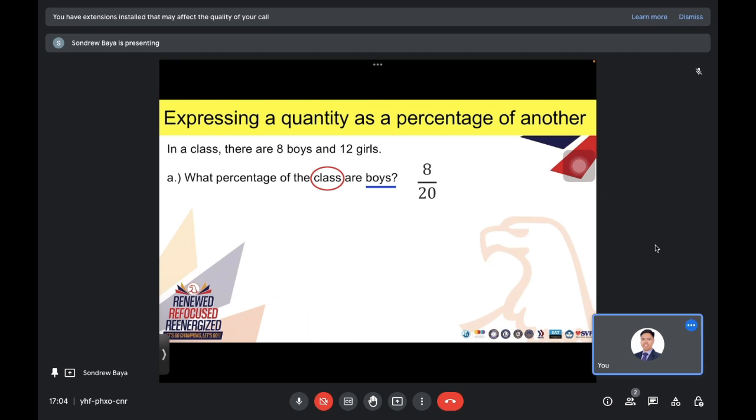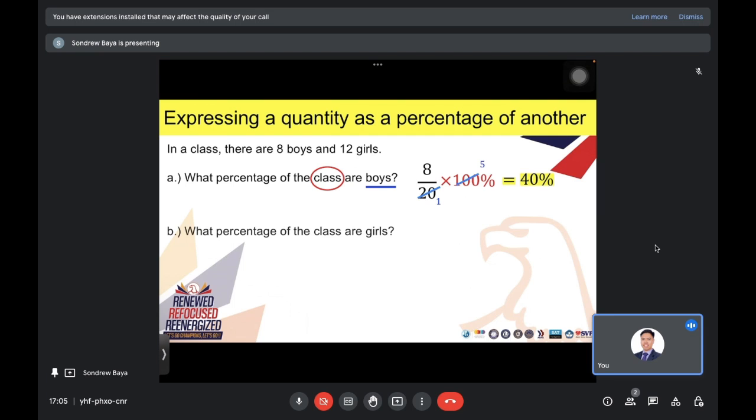So 8 boys out of 20, 20 being our reference point. And remember, to convert it into a percentage, we just multiply by 100%. Okay? So remember our strategy here, we can multiply 100 by 8, but to make it simpler, we can just divide ahead of time. So 100 divided by 20 is 5, and 8 divided by 8... thus giving you 40%. So we say 40% of the entire class are boys. Alright? That is how to express a quantity as a percentage of another.